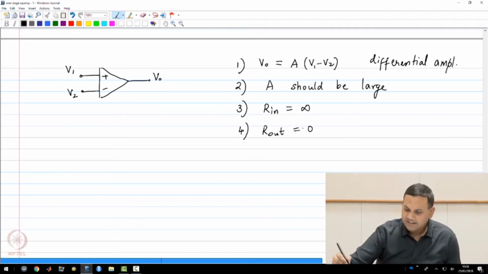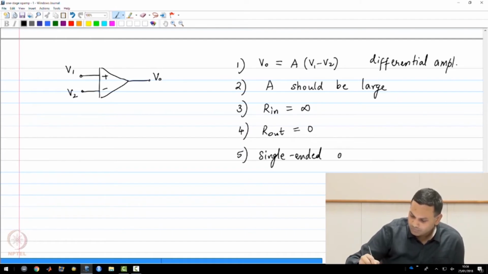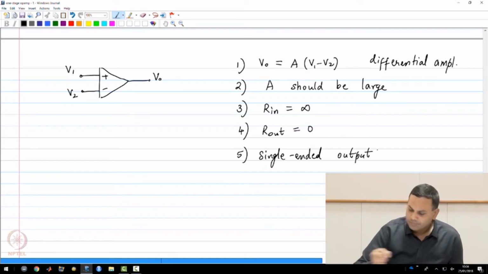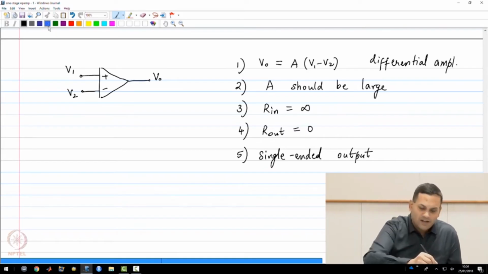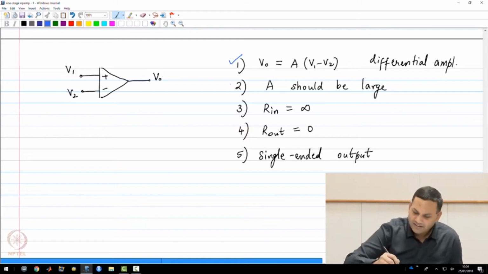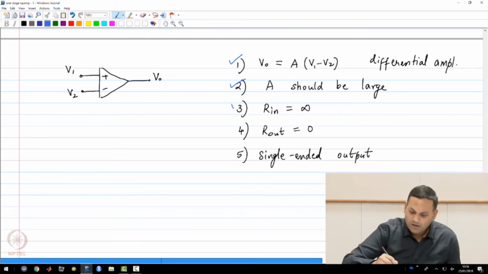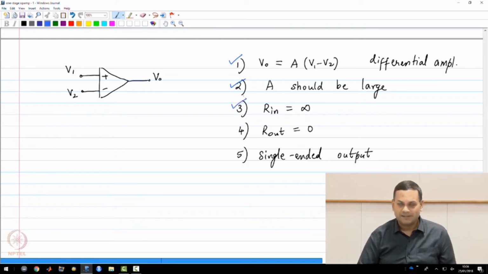And of course the fifth one is that you need a single-ended output. The circuit that we have seen so far does differential amplification and it has large gain, as much as you can get from a single transistor, which is very close to the intrinsic gain of a single transistor. It also happens to have Rin equal to infinity. So now we will look at the other two.